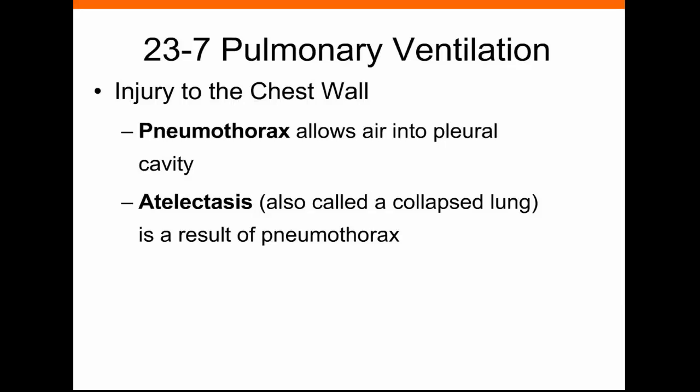Injury to the chest wall can cause what is known as a pneumothorax. Pneumo meaning air and thorax. So air is allowed to enter into the pleural cavity. That means it's outside of the lung tissue and has leaked into the pleural cavity. There's also an injury called atelectasis, and this is caused when the lung collapses, and this can be the result of a pneumothorax.